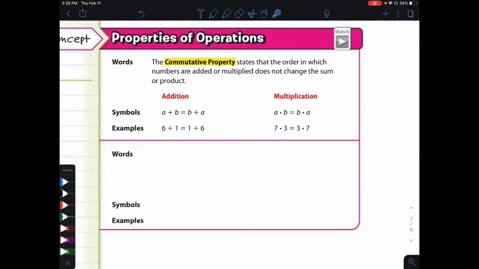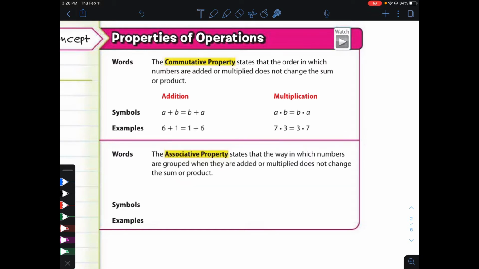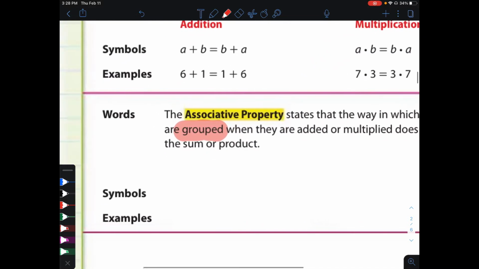So the second property that we are going to be discussing is what we call the associative property. It states that the way in which the numbers are grouped when they are added or multiplied does not change the sum or the product. Again, the key word here is grouped. That means you will see parentheses and all other grouping symbols. But for our purposes, we'll just look at parentheses. Let's take a look at how the associative property works with addition.